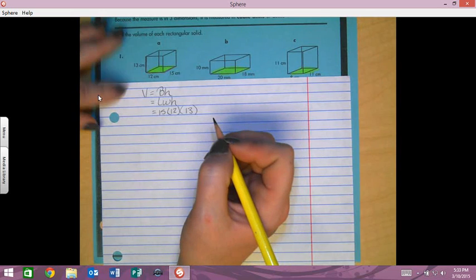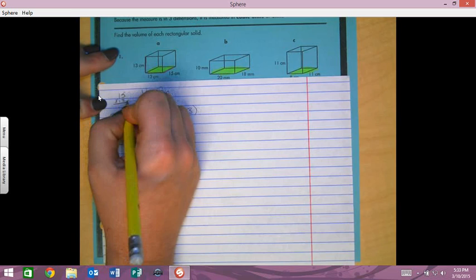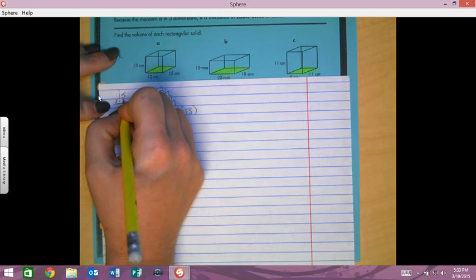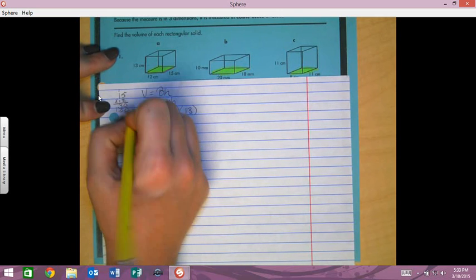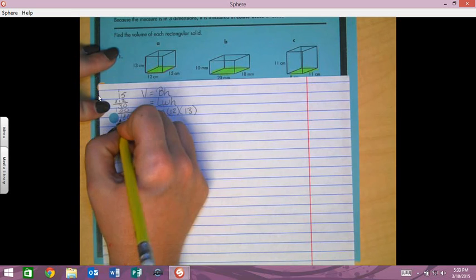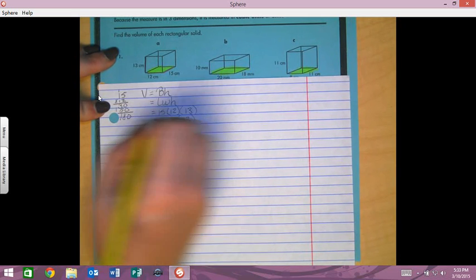So then come over here off to the side. Okay, we've got 15 times 12. So 2 times 5 is 10. 2 times 1 is 2, plus 1 is 3. Bring down my 0. 1 times 5 is 5, and 1 times 1 is 1. So this is going to be 180. Then we do 180 times 13.